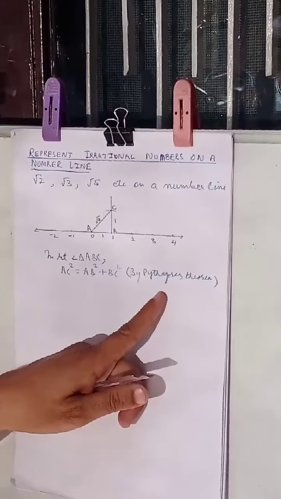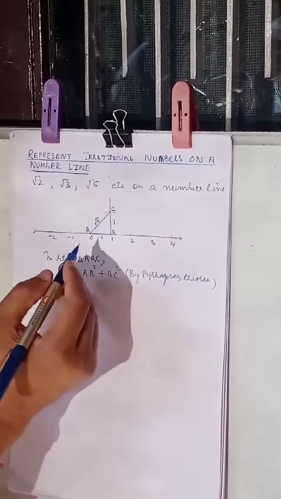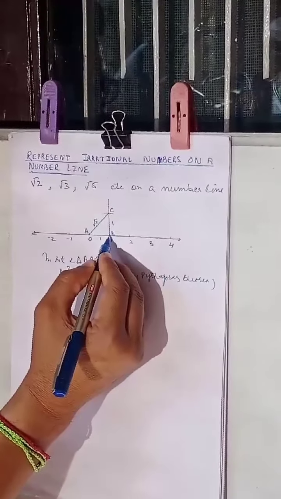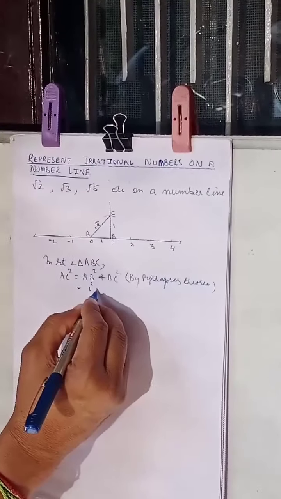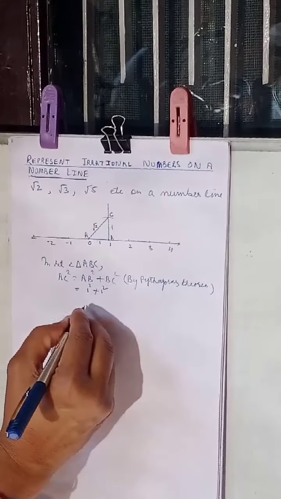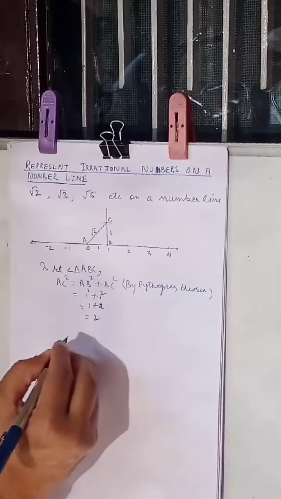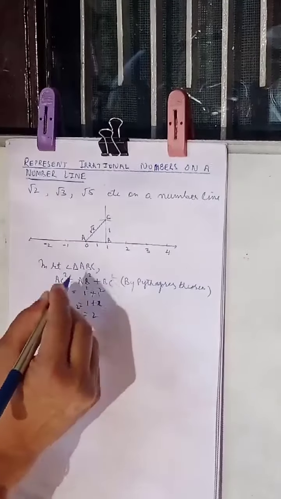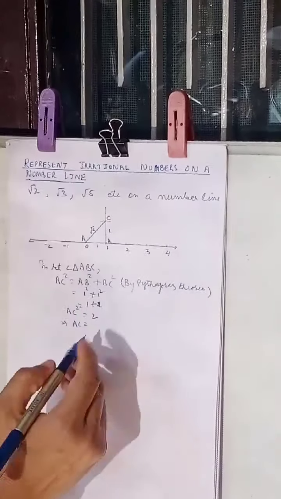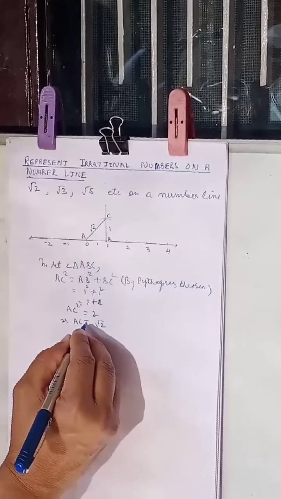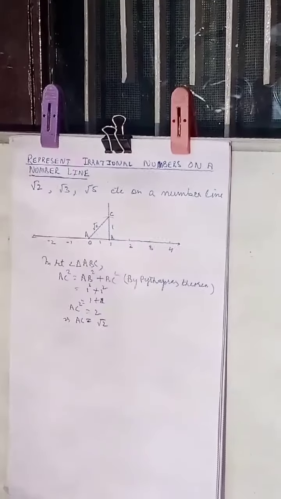Students, we have done this theorem in class 8th, that the square of the hypotenuse is equal to the square of the base plus the square of the perpendicular. Now put the length. AB is 1, 1 square. BC is again 1, 1 square. 1 plus 1 is 2. So therefore AC square is 2. So when you shift the square to this side, this will become root 2. So in this way, we can get root 2. AC is equal to root 2.